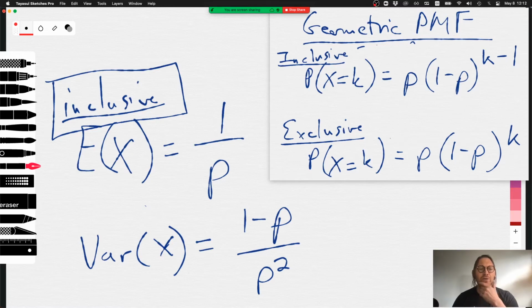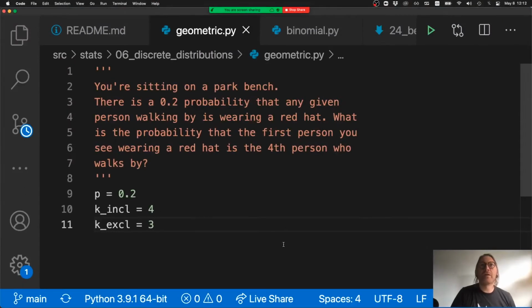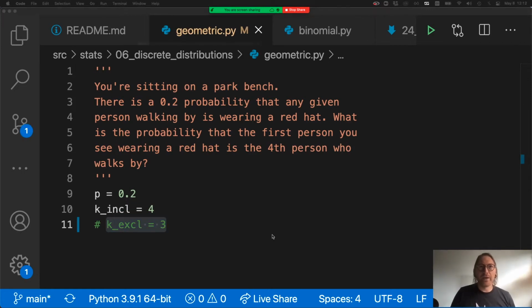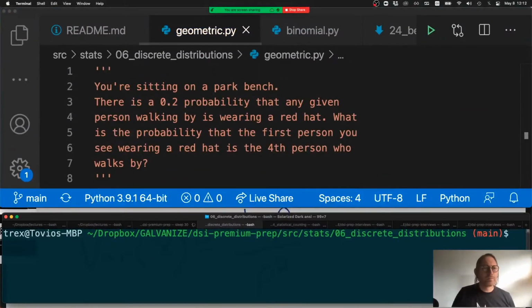So I'm going to have you code the geometric PMF. This should be pretty straightforward. We're going to take the inclusive form of it, as I said, and we'll use that to answer this question. And let's do 4 minutes on this. I was thinking we could do 3, but let's do 4.